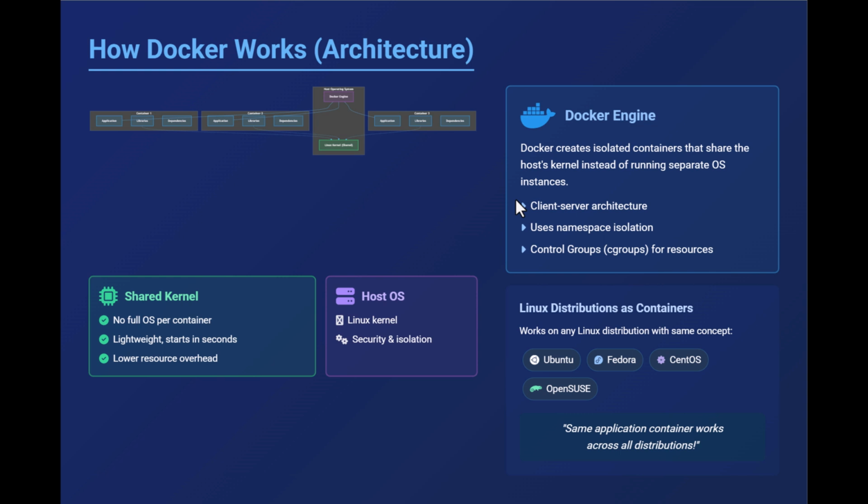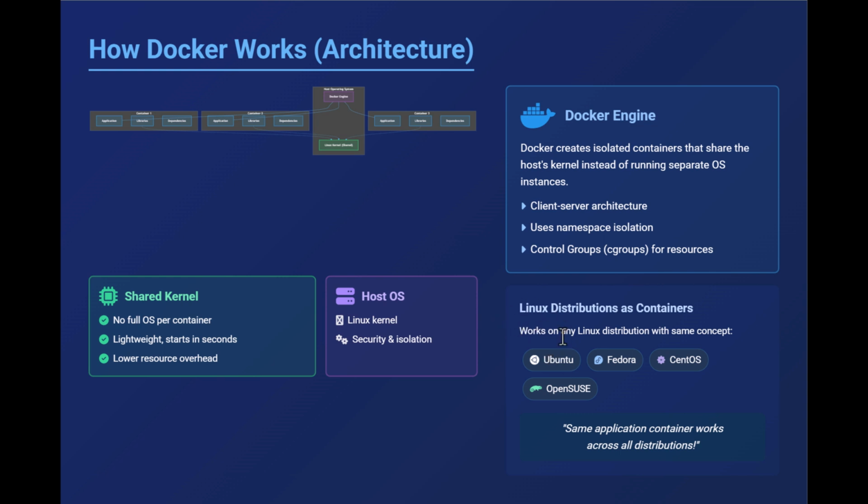Now let's talk about the shared kernel section on the left. There is no full OS inside each container. That's a huge win. Containers are lightweight and start in just a few seconds, and because there is no OS overhead, they use way fewer system resources. All of this is possible because they share the Linux kernel of the host OS shown in the middle. The host system also handles the security and isolation, so containers stay sandboxed and safe.